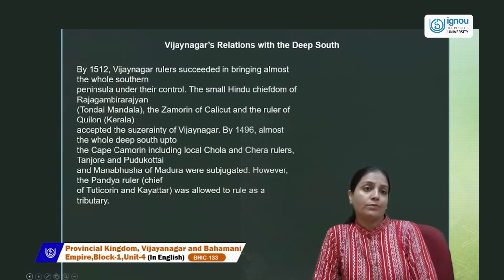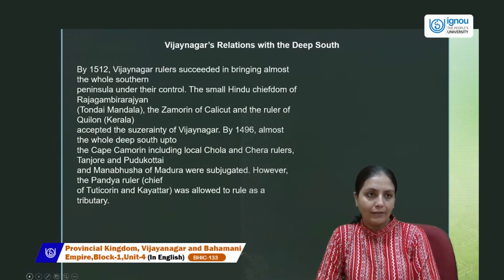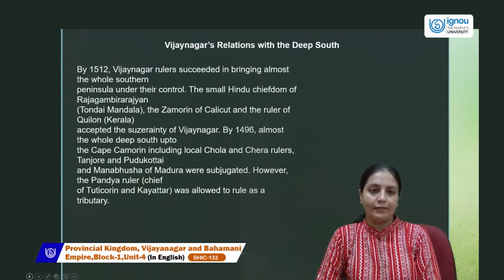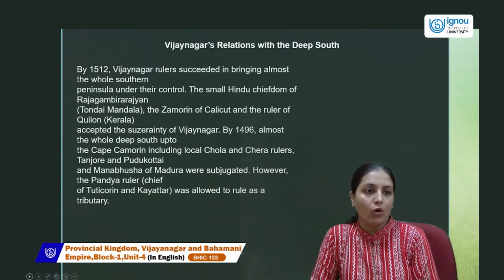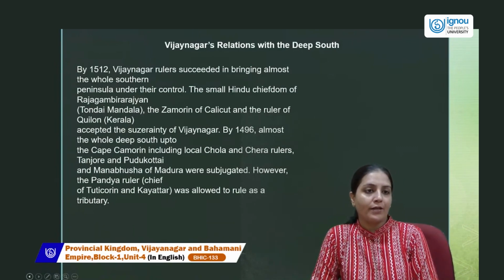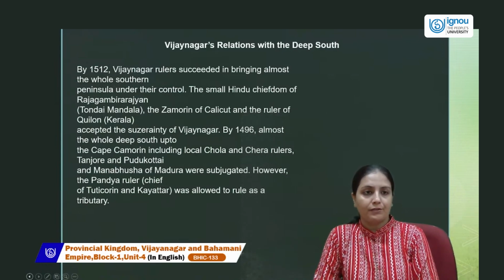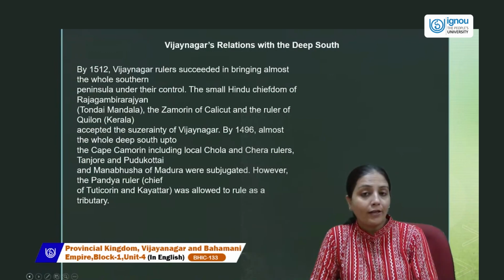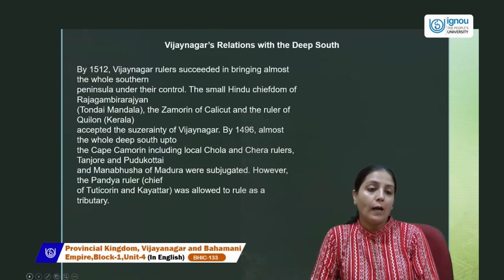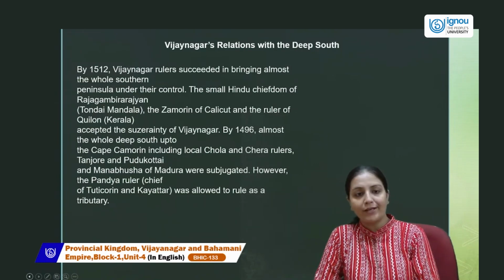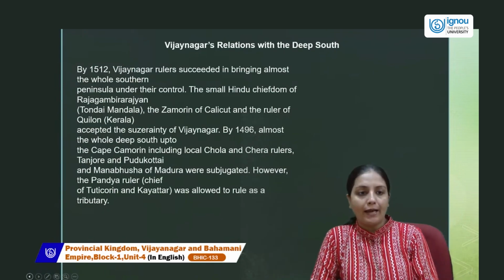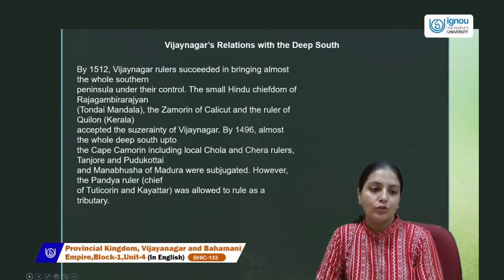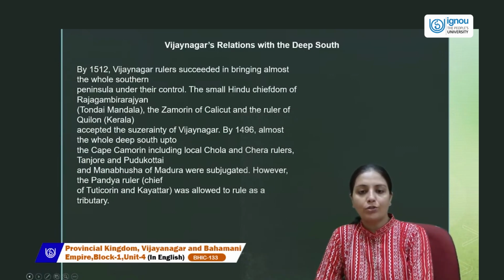Vijayanagar's relation with the deep south: was it good or bad? By 1512, Vijayanagar rulers succeeded in bringing almost the whole southern peninsula under their control. The small Hindu chiefdoms, the Zamorin of Calicut, and the ruler of Quilon accepted the suzerainty of Vijayanagar. By 1496, almost the whole deep south up to Cape Comorin, including the local Chola and Chera rulers, Tanjore, Pudukottai and Madurai, were subjugated. However, the Pandya ruler of Tuticorin and Kayathar was allowed to rule on payment of tribute.